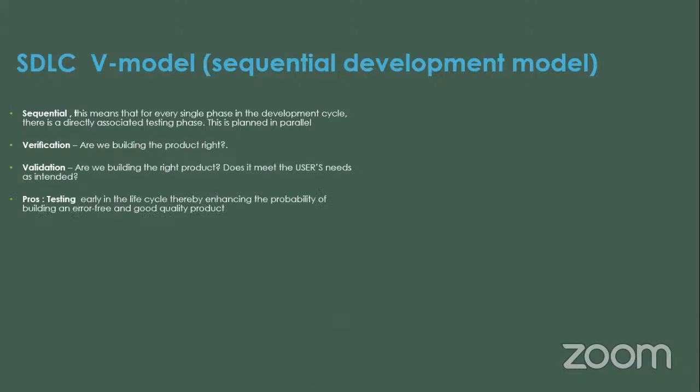So what are the pros of this? Testing early in the life cycle, thereby enhancing the probability of building an error-free and good quality product. The reason is that at every phase, if you are doing the requirement, there is acceptance testing going alongside it. So it's easier for you to catch the bugs earlier.